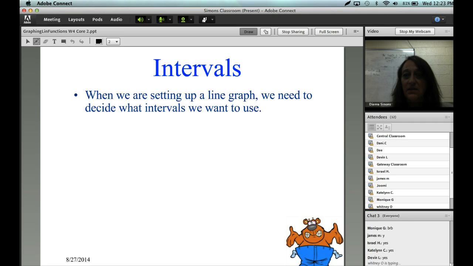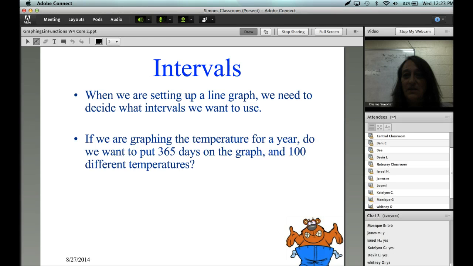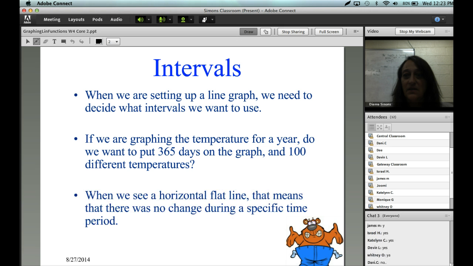So, intervals. This is what we mean by intervals. When you're setting up your line graph, we need to decide what intervals to use. And that's all representative of what your data is. So if you're graphing the temperature for a year, do we want to put 365 days on the graph and then 100 different temperatures? I don't think so. So for 365, maybe go up by 10s, go up by 20s. You're going to have different intervals on the x-axis. And on the y-axis, you're not going to go up 1, 2, 3, 4, 5. Go up by 10s, 10, 20, 30, 40, up to 100, so that you have specific intervals.